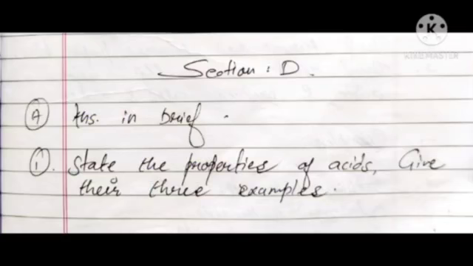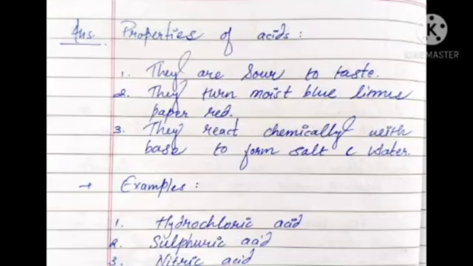Now moving towards chapter number 5. State the properties of acids. Give 3 examples. And the answer is, properties of acids: they are sour to taste. They turn moist blue litmus paper red. They react chemically with base to form salt and water. And the examples are hydrochloric acid, sulfuric acid and nitric acid.